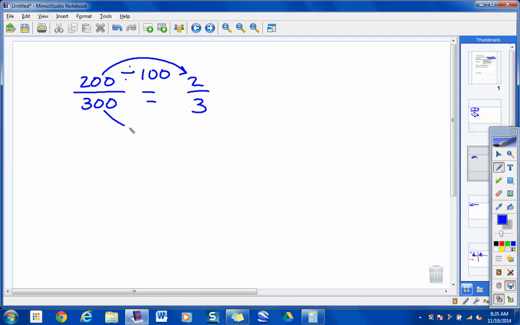300 divided by what would make 3? 100. Do we do the same thing to both the top and the bottom? Yes. Okay, 2/3 would be an equivalent fraction. You know what I like to do? I like to work zeros a lot.